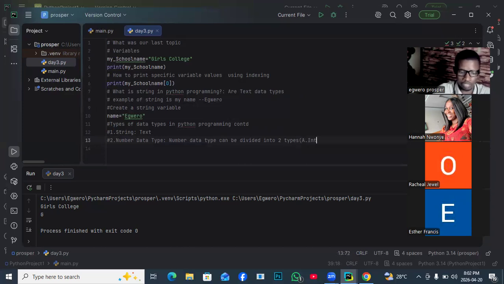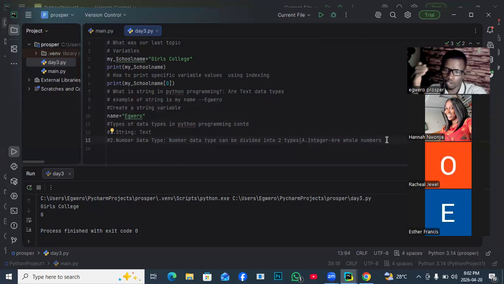How many of us have heard of integer before now? If you have heard of integer in programming, let me know. Okay, so integers are what? Whole numbers. I hope we are making our notes. Whole numbers. I hope we are writing. Integers are what? Whole numbers. I hope that is taken.